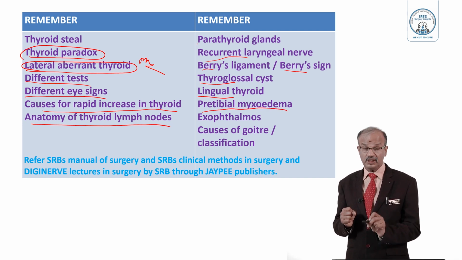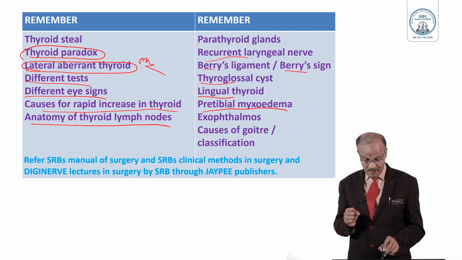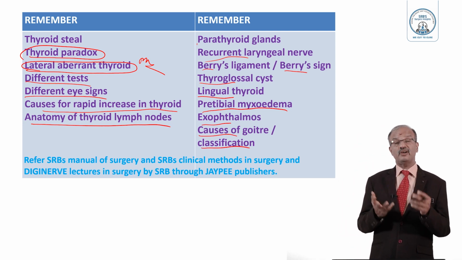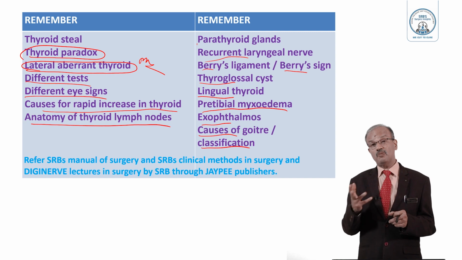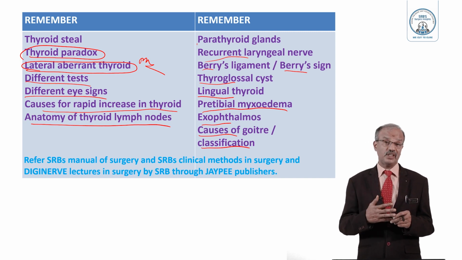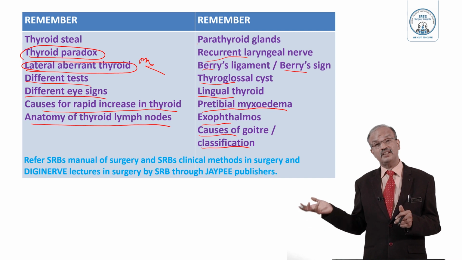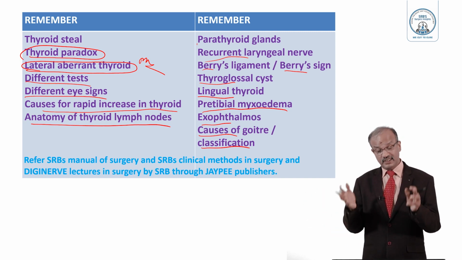Pretoxic feature of a toxic thyroid, not a misnomer. Exophthalmos causes goiter. Goiter classification and differentiated thyroid cancer. In thyroid neoplasm classification, the Dunhill classification, you have to remember: differentiated, undifferentiated, anaplastic, and lymphomas, secondaries. That is how it is classified.